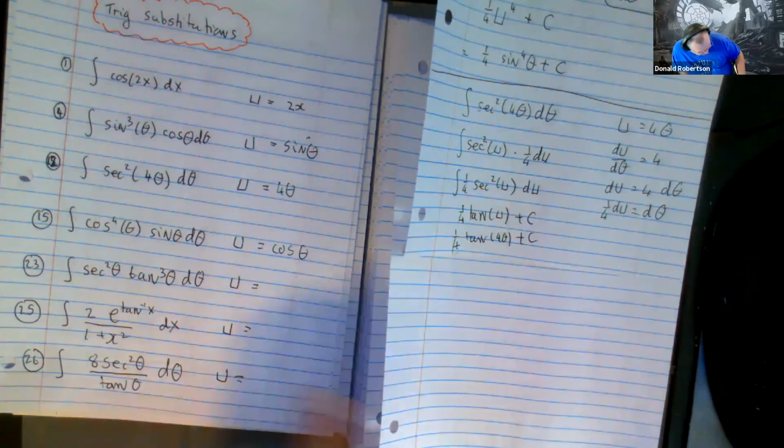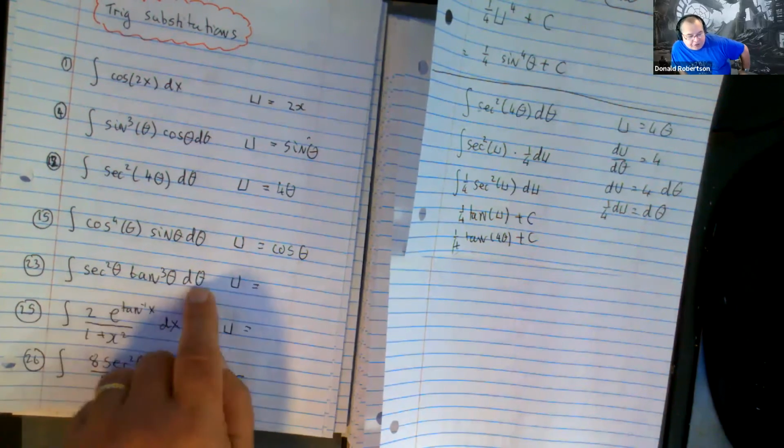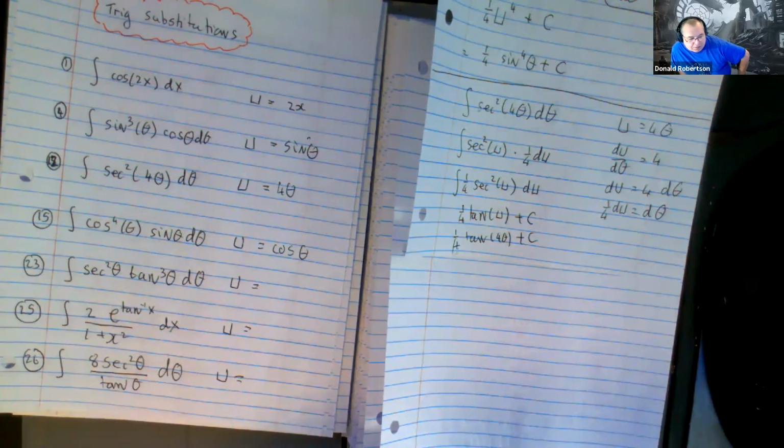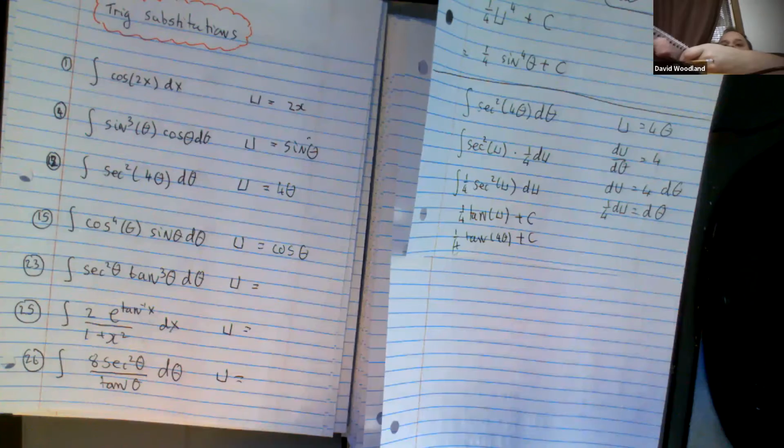Okay, while you're doing that, let's look at this one. Question 23. What u sub should you use here? Now, this time it's a combination of secants and tan. So we have to think not just who the u sub is, but what it would get rid of. I got it. You got it? Okay.